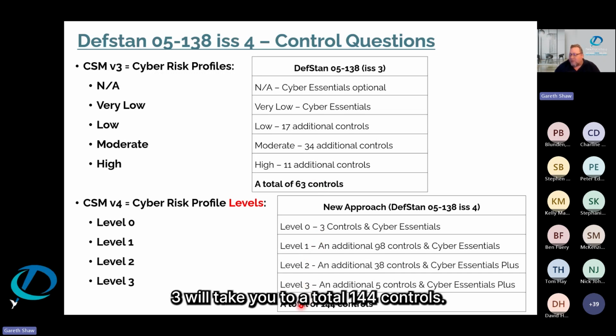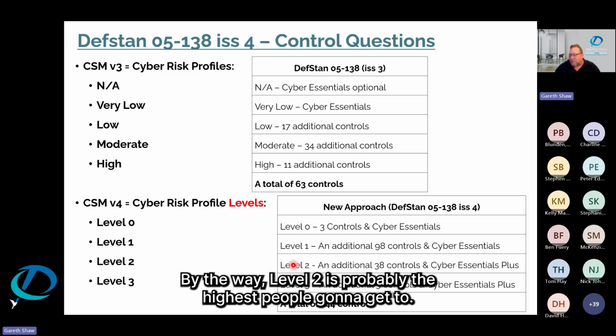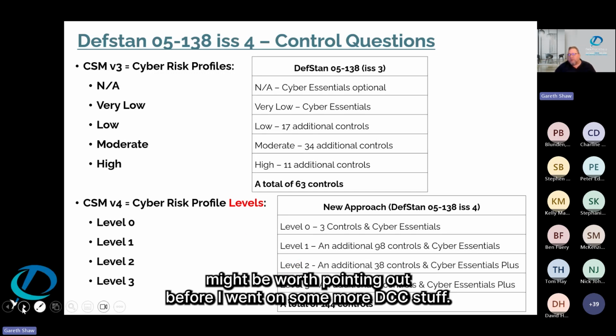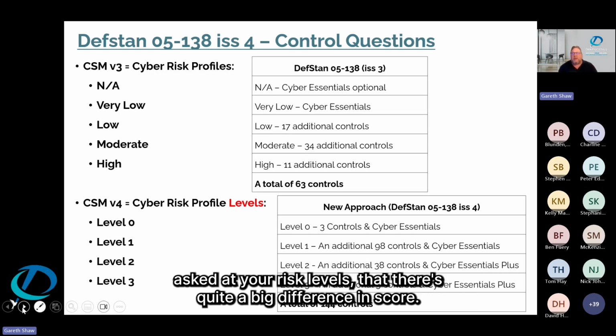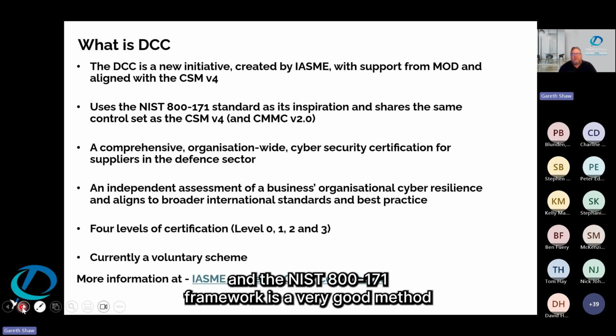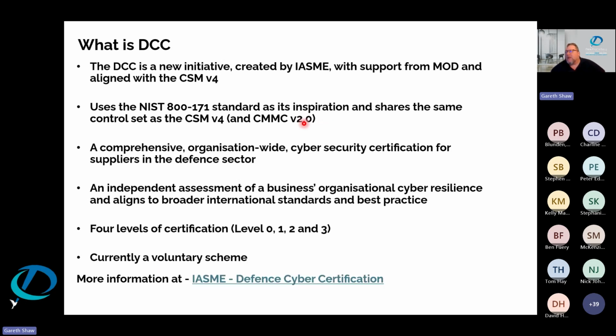Level 3 will take you to a total of 144 controls. It's unlikely that many people will need to get to level 3. By the way, level 2 is probably the highest people are going to get to. But I thought that might be worth pointing out before I went on to more DCC stuff. There's a big difference in the DEF STAN, the questions you're going to be asked at your risk levels. There's quite a big difference in scope. If it's useful at all, however, I think they're really good questions, and the NIST 800-171 framework is a very good method for protecting your business from InfoSec threats.